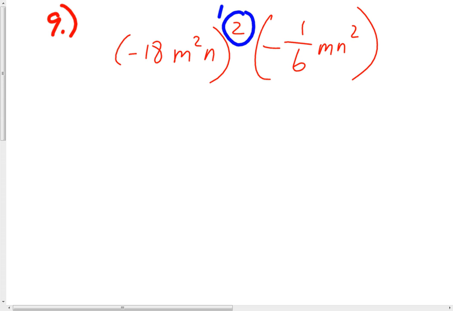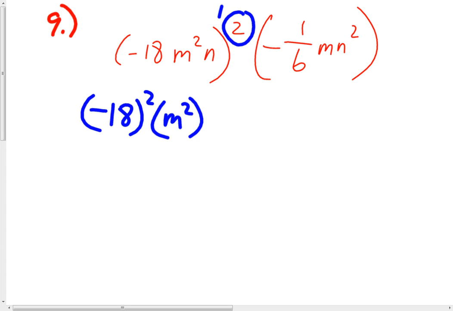That's important. So I ignore this for the time being, and I just focus on this. Everything gets that exponent. What do I mean by that? Everything inside here now gets that 2. It's almost like you're distributing it to everything inside. The M2 gets a 2. The N gets a 2. So that 2 goes to this, and to this. You end up getting sometimes exponents on top of exponents.